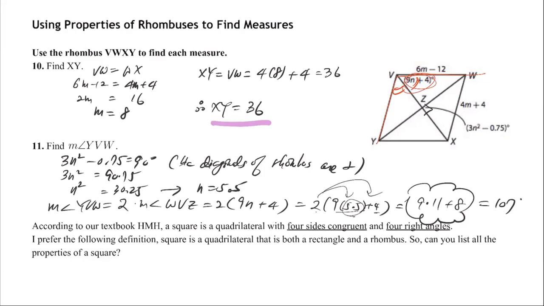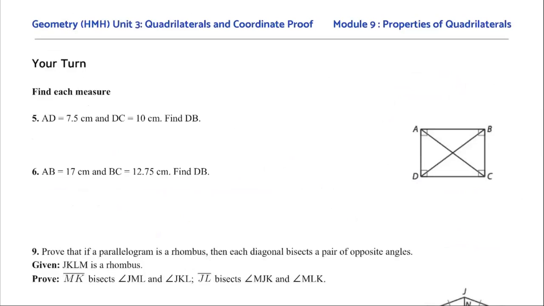There's a point that I want to make, which is that according to our textbook HMH, a square is a quadrilateral with 4 sides congruent and 4 right angles. There's an alternate definition, and I prefer to think of it this way: a square is a quadrilateral that is both a rectangle and a rhombus. And you can list all the properties of a square. You should think through that, and that'll probably show up in the next exercise.